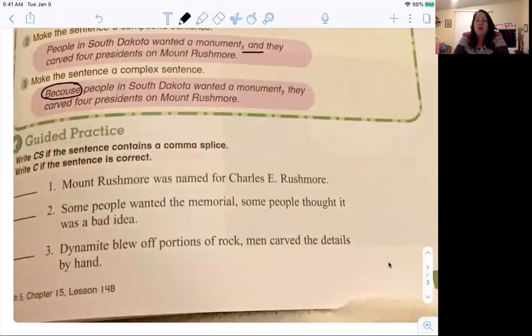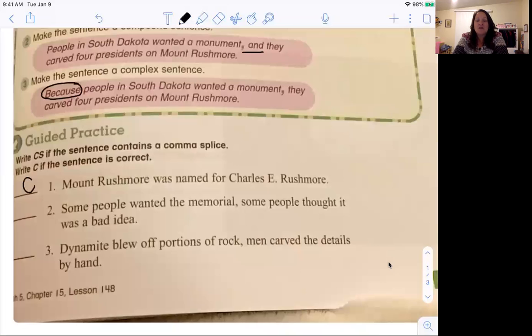Number 1, Mount Rushmore was named for Charles E. Rushmore. Well, I have a question. Is there even a comma in that sentence? No, sir, no, ma'am. So guess what? That's a correctly written sentence. We're going to put a C. They try to trick you sometimes. Sometimes they'll put sentences in there that don't even have commas, and of course they're going to be correct.